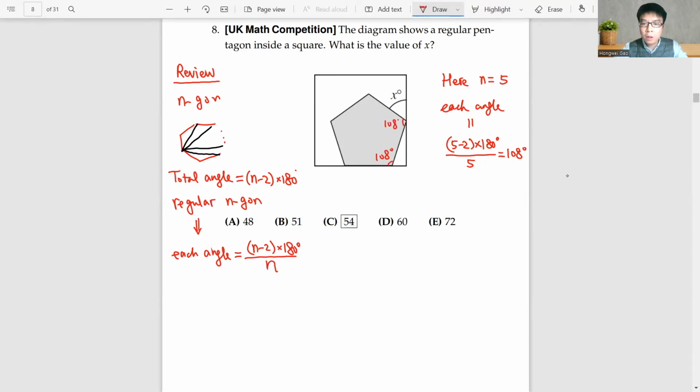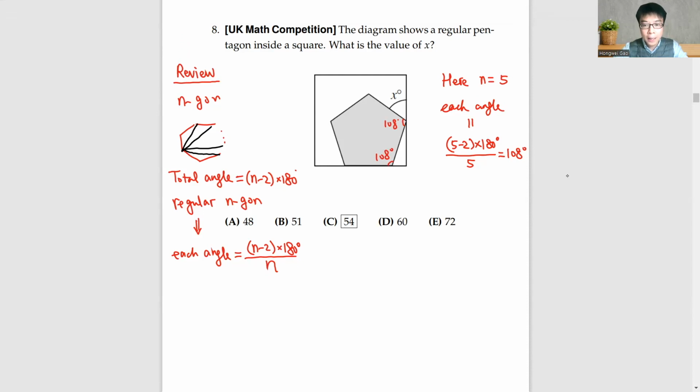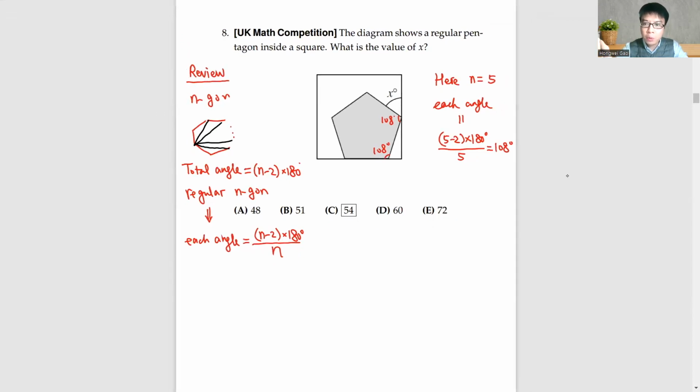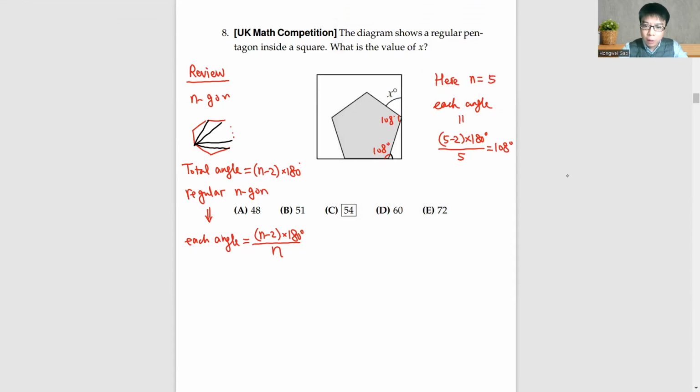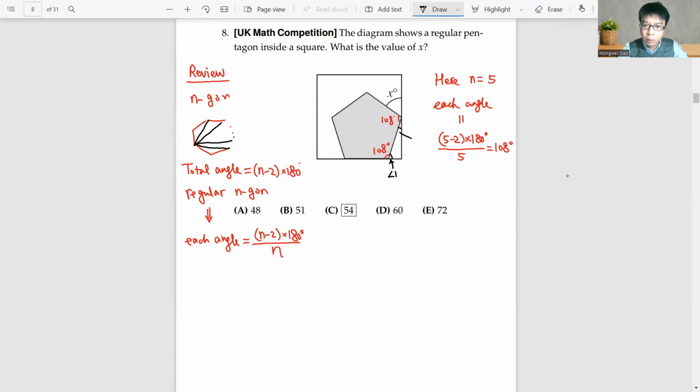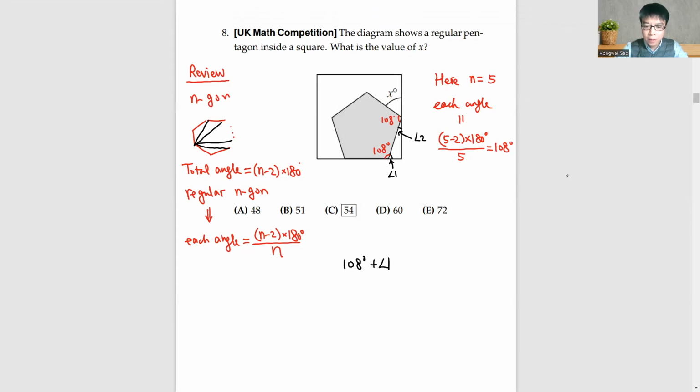Now we're looking for the angle x. So we can view it in this way. I will name this angle angle 1, and this angle angle 2. Now let's add these 4 angles: 108 degrees plus angle 1, plus angle 2, plus 108 degrees plus angle x.